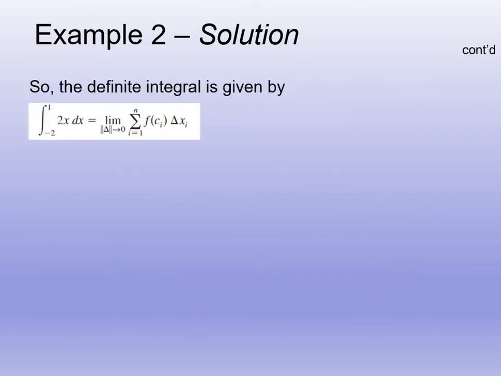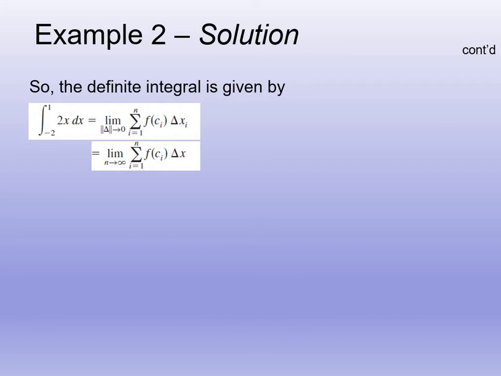Okay, so now we're ready to substitute everything in. We can say the integral from negative 2 to 1 of 2x dx is going to equal the limit as the norm approaches 0 of the sum from i equals 1 to n of f of ci times delta xi. And we just calculated what ci is going to be, and what delta x was going to be. So we're able to substitute those in.